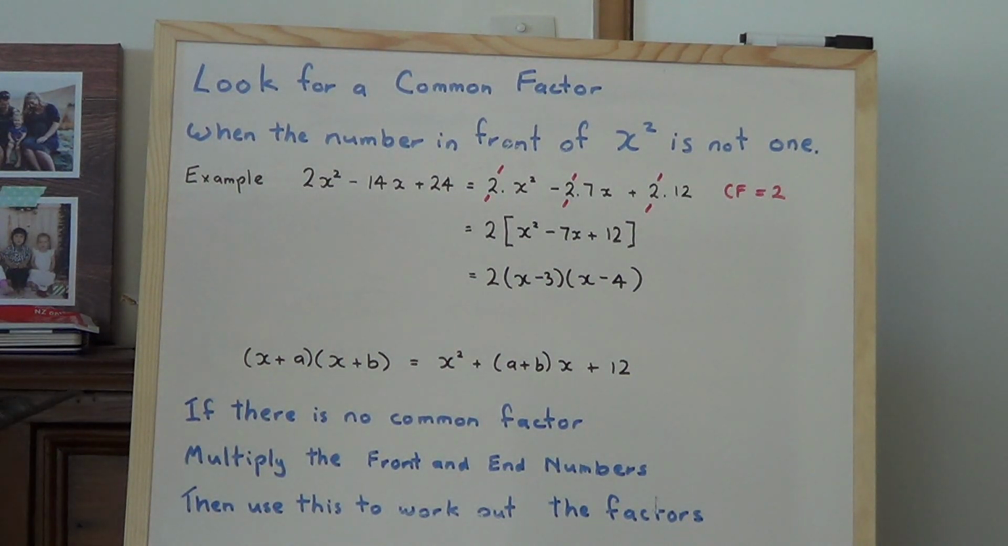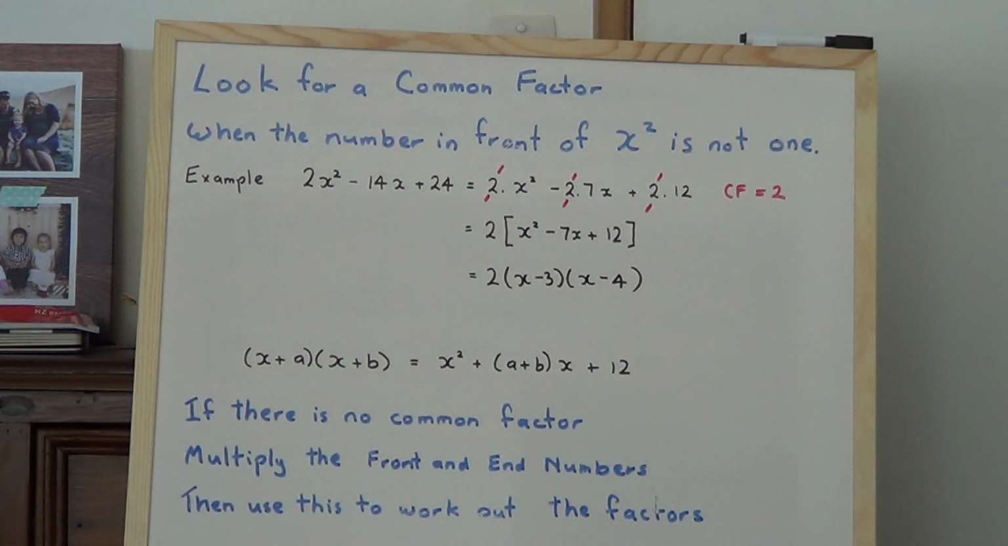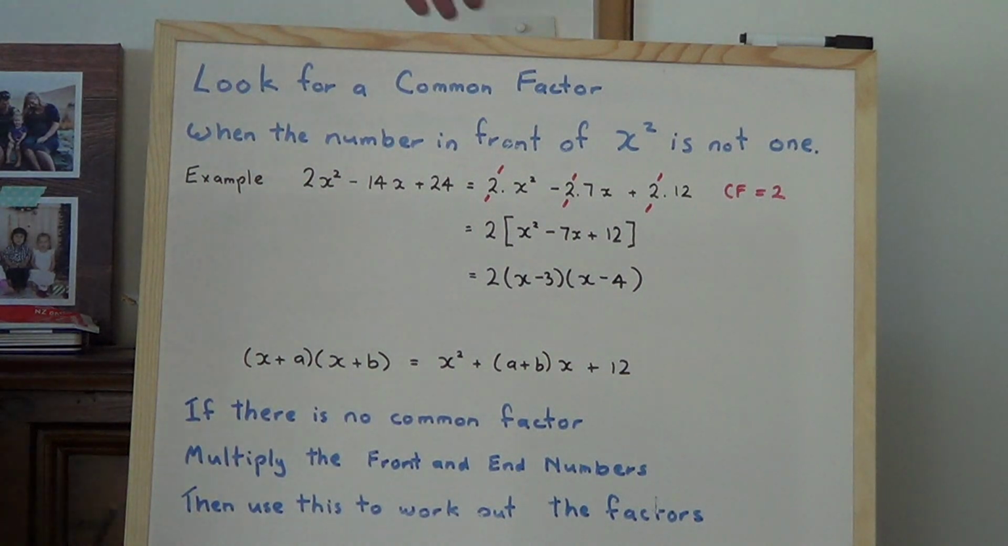If there is no common factor, multiply the front and the end numbers. That's the front number, that's the end number. And I'm going to go through some examples with you now.